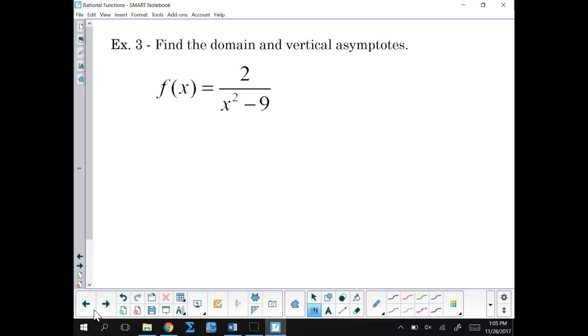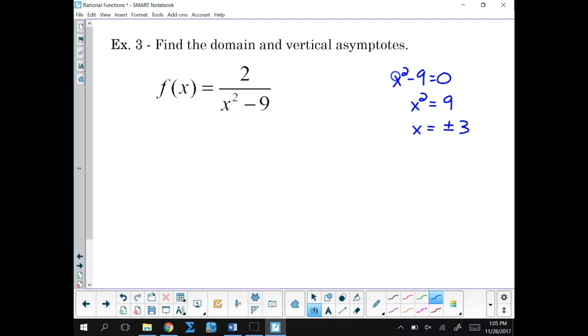So, step number 1, find the domain. What do I got to do? To find the domain, set the bottom equal to 0. Then what? Okay, can I add 9 to both sides? Okay, what do I get? I like plus or minus 3 the best.